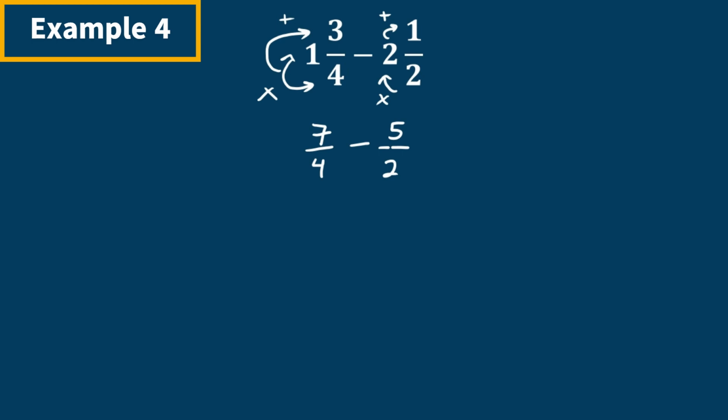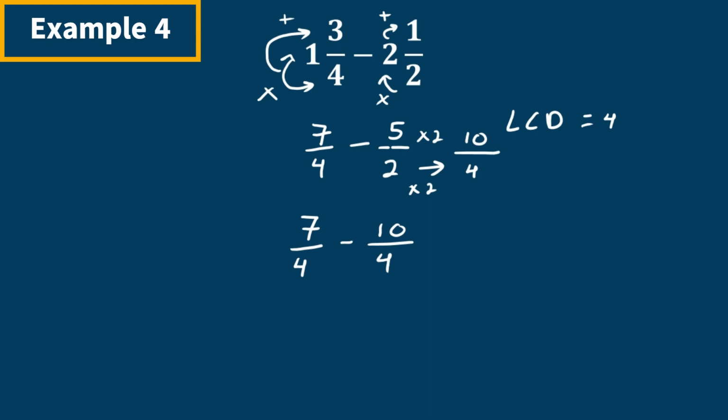So from here, what we want to do is we want to get both of the fractions to have the same denominator. So we want to find the LCD. And the LCD of 2 and 4 is going to be equal to 4. So let's go ahead and change the second fraction to have the same denominator. The way 2 will become 4 is by multiplying by 2. So that means we have to do it to the top as well, which would give us 10. So we have 7 over 4 minus 10 over 4.